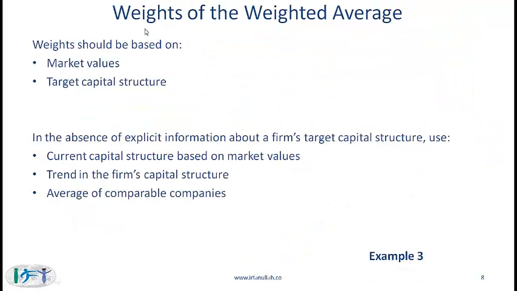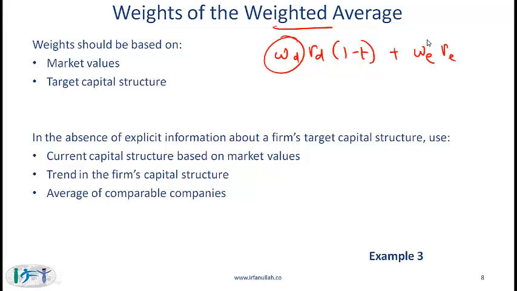Coming now to the weights of the weighted average. We have talked about the weight of debt times the cost of debt, and then the weight of equity times cost of equity. Let's take a simple scenario where we don't have any preferred shares. How do you come up with these weights?